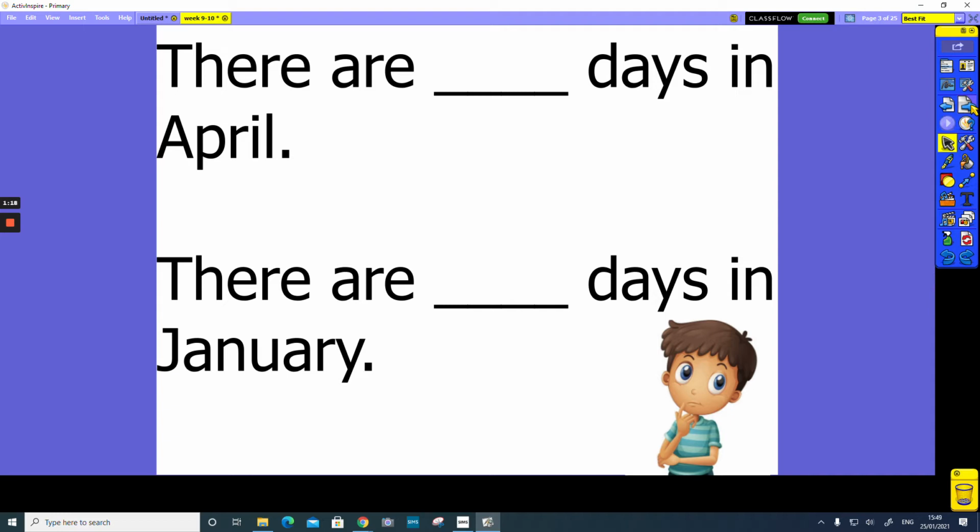Well done. 30 days have September, April. There are 30 days in April. Give yourself a tick if you got that right. And there are 31 days in January. 30 days have September, April, June and November. All the rest have 31. Give yourself a tick or fix it up.